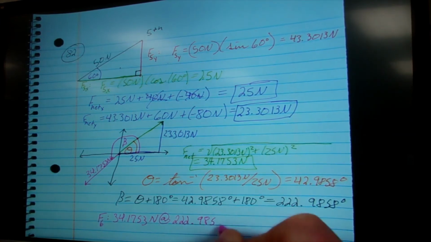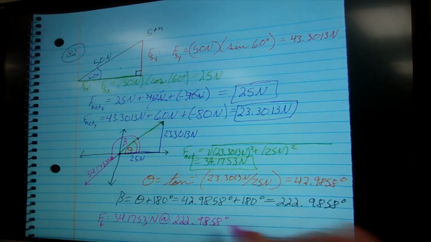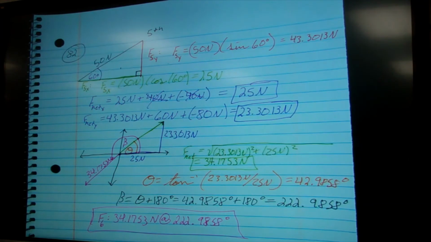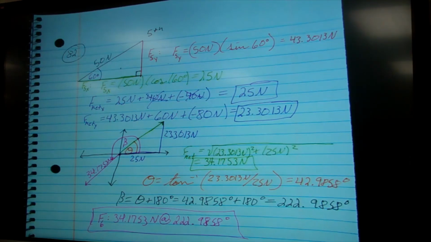No more tricks. I didn't think it was really that tricky. I vote we do one ourselves now. So the sixth force will be 34.1753 newtons at 222.9858 degrees. Guys, this is the key here. You have to add the angle in there. If you don't have the angle with that magnitude, then you don't have direction and you're wrong. It has to be in there. Questions? Can we try one ourselves?